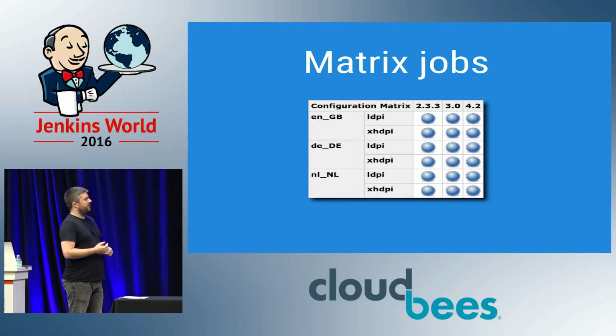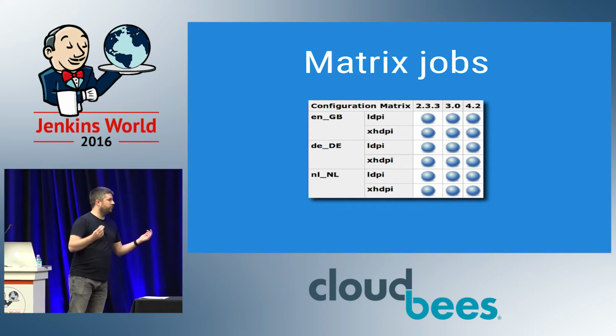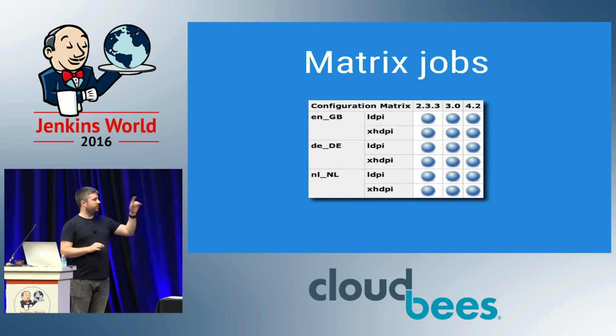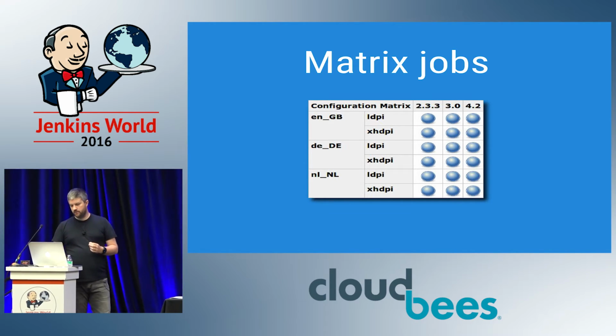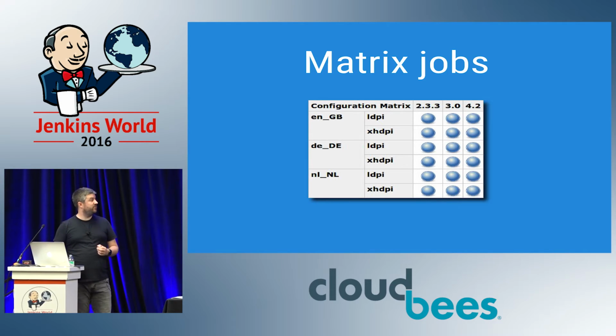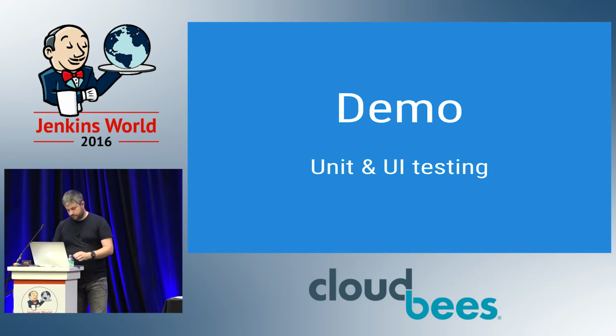So I want British English on XHDPI on Android 4.2, for example. And each of these dots represents a build, and that represents an emulator being started up, your tests being run, and the emulator being shut down again. So I can try and demonstrate that as well now, using the Android emulator plugin.